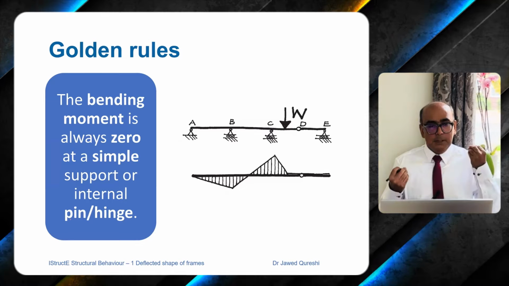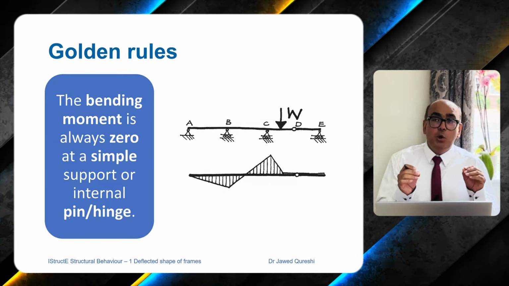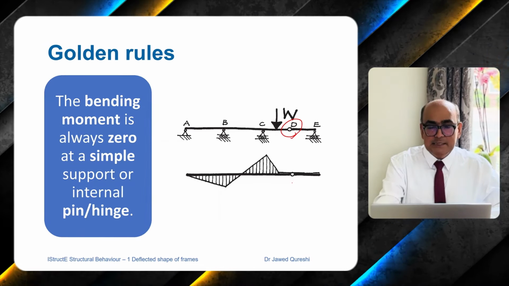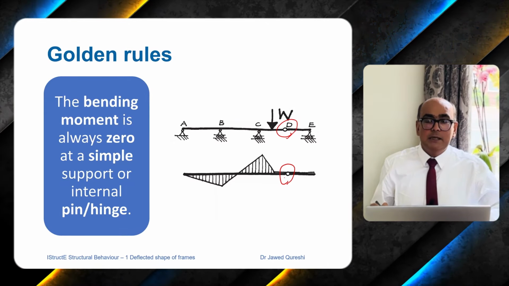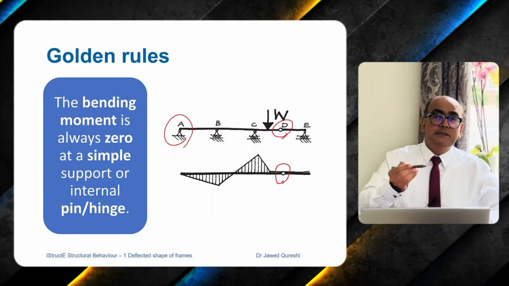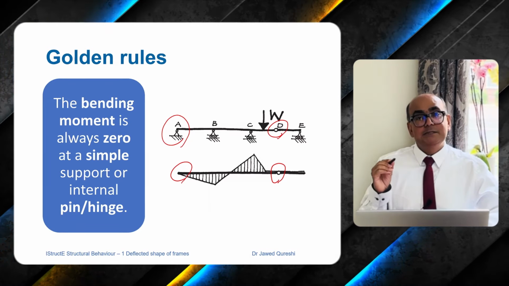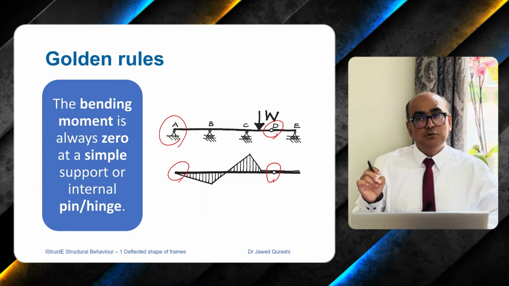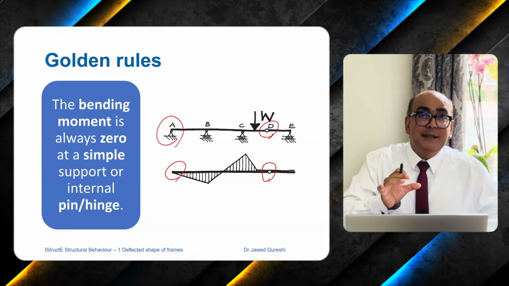First is bending moment is always zero at an internal pin or a simple support. Here we have an internal pin at point D, and at D you can see that we don't have any bending moment at all. And at point A, you have a pin or hinge support where you can see that bending moment is 0. So bending moment is always 0 at a simple or pin joint or internal pin, and also it is 0 at a roller support as well.